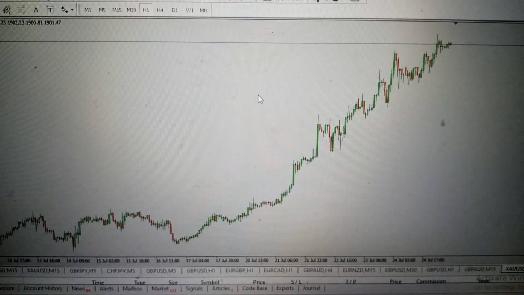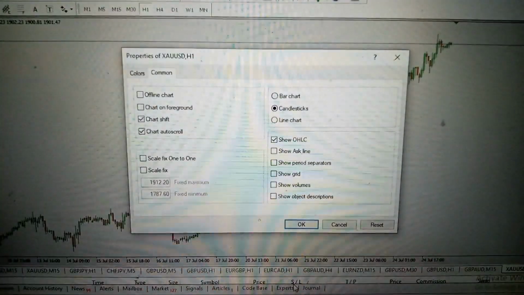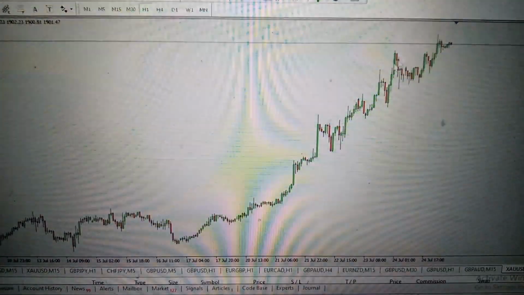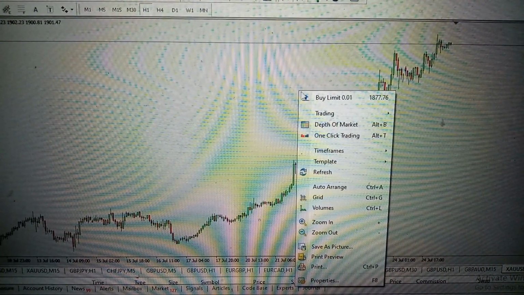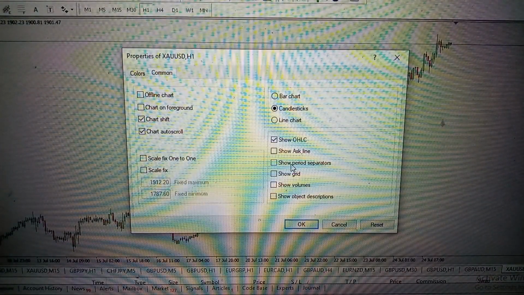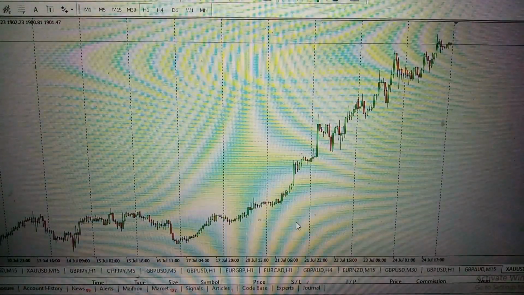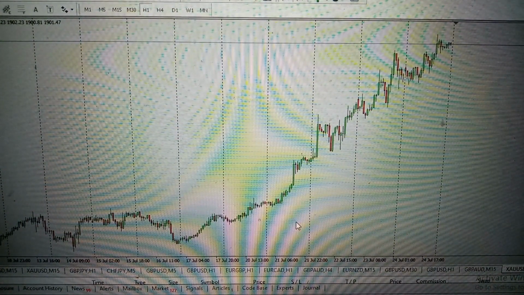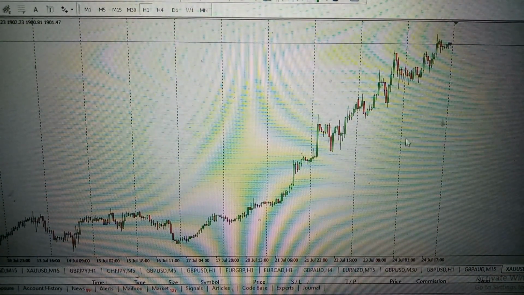The first thing I'll do is to bring up the period separator. Right click on your chart with the right mouse button, click on properties, and then click on show period separators. Okay, that's that. Then the next thing I'll do is to map out or count the periods.